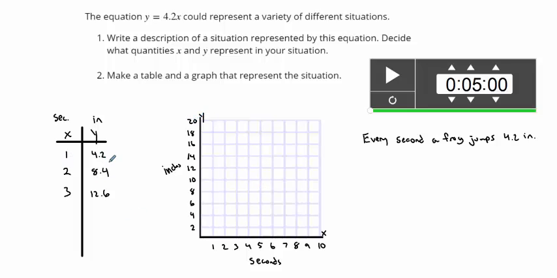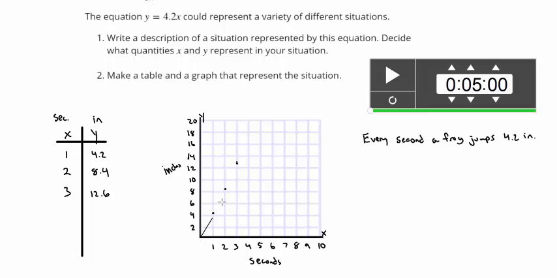Okay, so now I'm going to plot these 3 points on my graph. So 1 second, I have 4.2, and I'm going to have to estimate, maybe about right there. 2 seconds, 8.4. So 2 is going to be 8. There's 9, so 8.4 is going to be about somewhere in here. And then 12.6, 3 is 12, just a little bit more, maybe about right there. All right, so there is my graph.